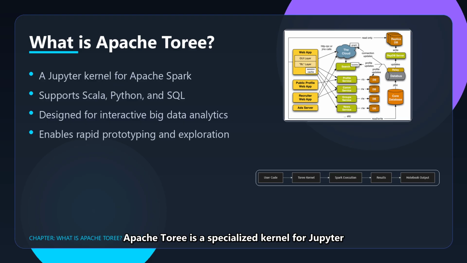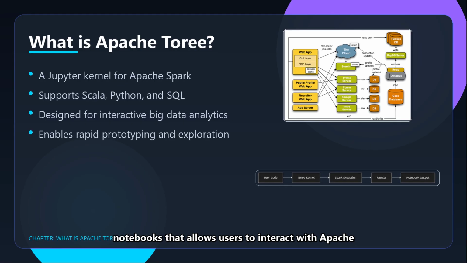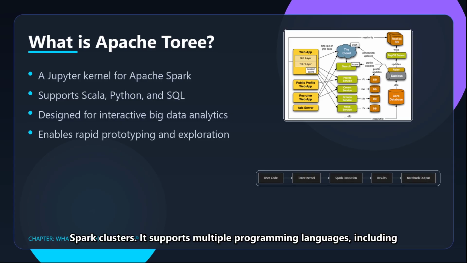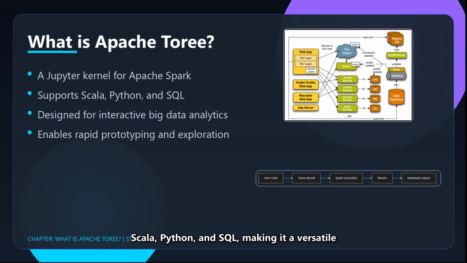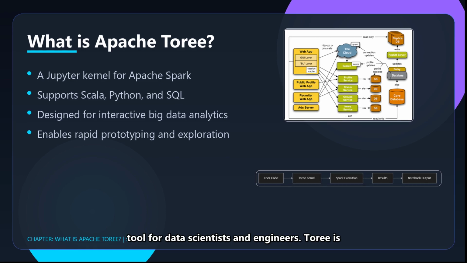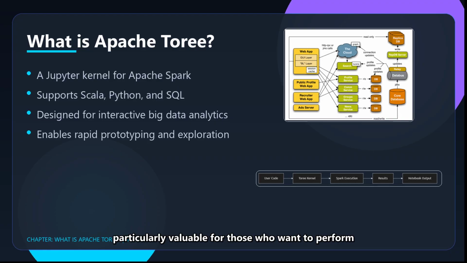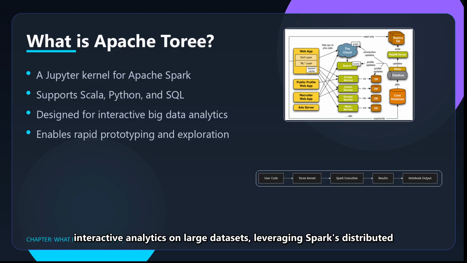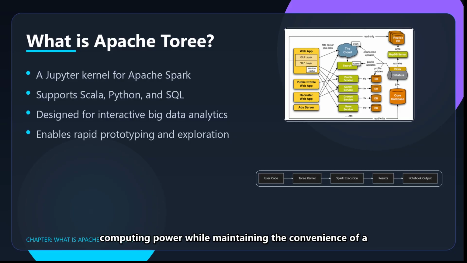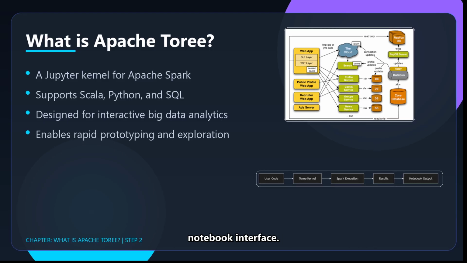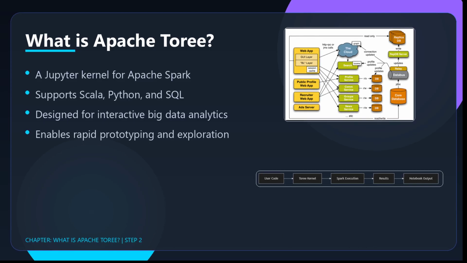Apache Toree is a specialized kernel for Jupyter notebooks that allows users to interact with Apache Spark clusters. It supports multiple programming languages, including Scala, Python, and SQL, making it a versatile tool for data scientists and engineers. Toree is particularly valuable for those who want to perform interactive analytics on large datasets, leveraging Spark's distributed computing power while maintaining the convenience of a notebook interface.